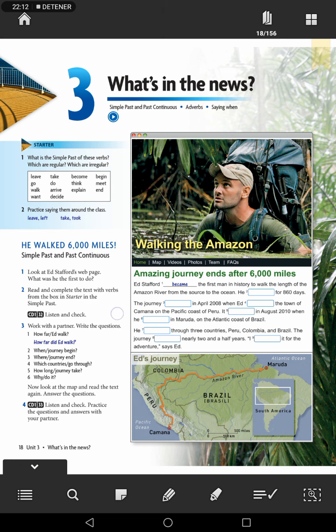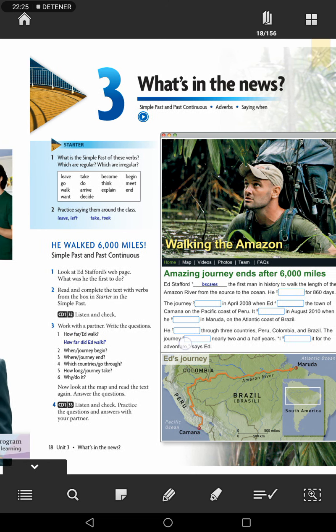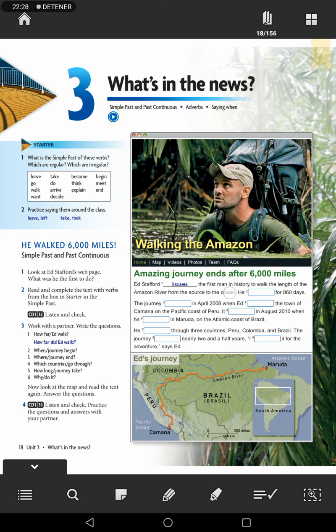Now it says, read and complete the text with the verb from the box in the starter in the simple past. Entonces vamos a utilizar las que están aquí para contestar los espacios aquí. Remember that you have to use or simple past or past continuous. Bueno, ahorita quiero que pausen el video y que lo hagan. Tómense 5 minutos, lo pausan y le vuelven a dar play. ¿No? Bueno, entonces supongo que ya pasaron esos 5 minutos.